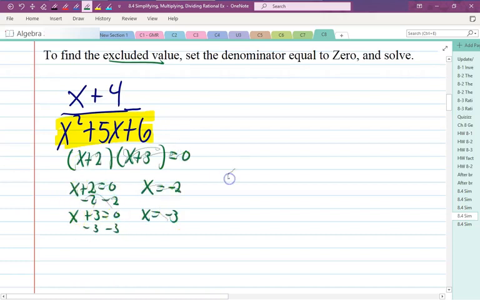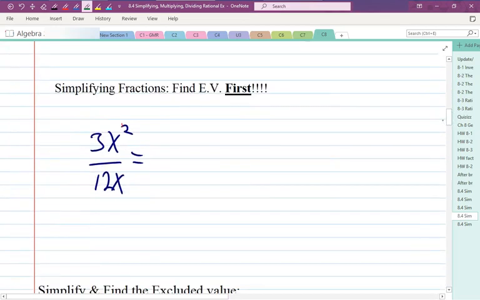So the two excluded values or restrictions are going to be x cannot equal negative 3 or negative 2. Now, a common mistake that students make is they simplify first and then look for those restrictions. Always find the excluded values or the restrictions first before simplifying.